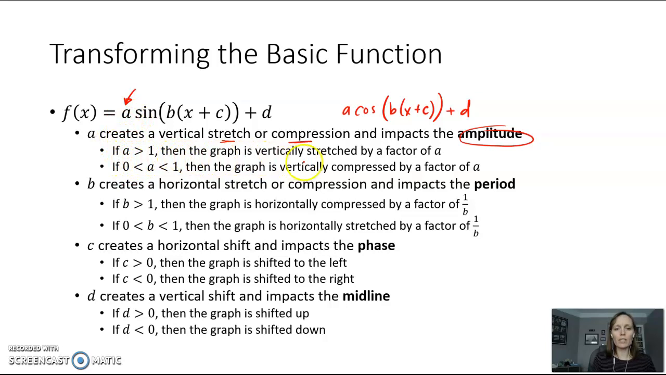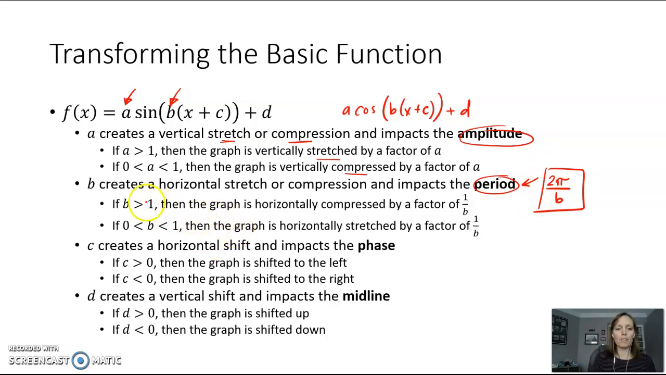If a is greater than 1, it's a vertical stretch. And if a is between 0 and 1, meaning it's a fraction, then it's a vertical compression. This b value here, which is multiplying to the inside of the function, so we're multiplying something to x, creates a horizontal stretch or compression. And this is going to change the period. So when we're dealing with functions that have been transformed, you're going to find the period by using the equation 2 pi over b, where b is that number being multiplied to x.